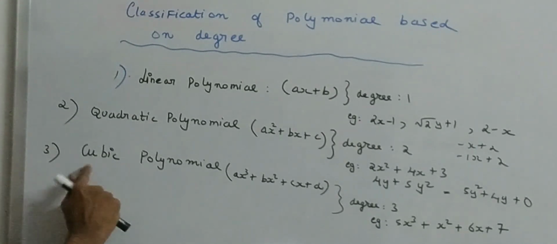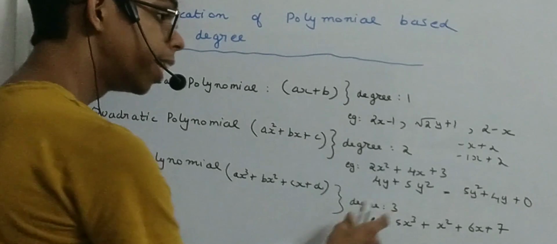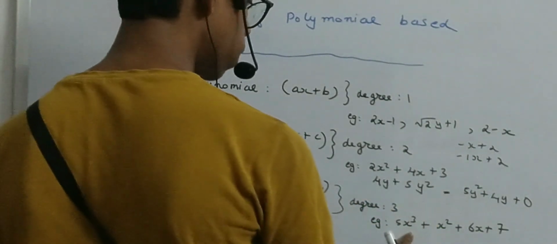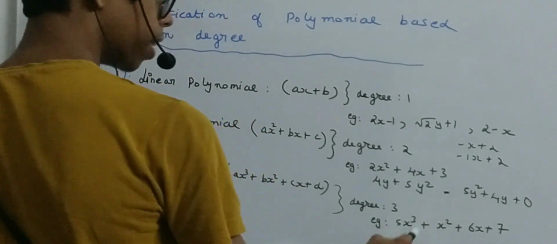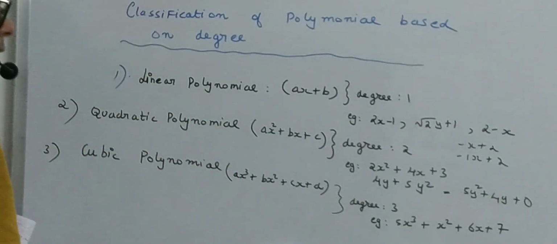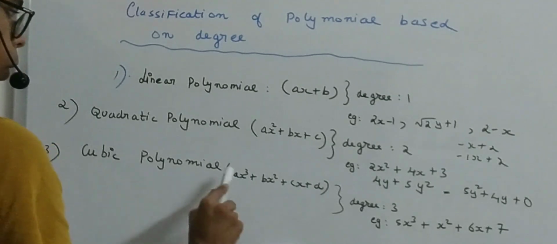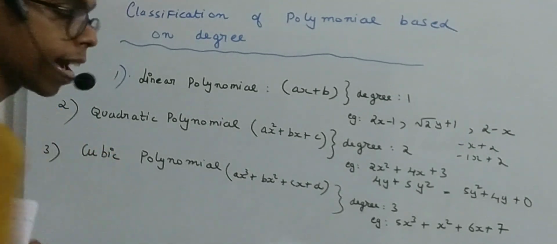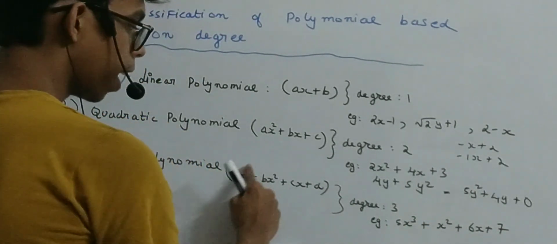Now the third one is cubic polynomial. A cubic polynomial is a polynomial whose degree is 3, whose highest power is 3. So 5x cube plus x square plus 6x plus 7. In this example, we see that the highest power present over here is 3. Similarly, the general equation of a cubic polynomial is ax cube plus bx square plus cx plus d. Here if you see 5x cube, ax cube.